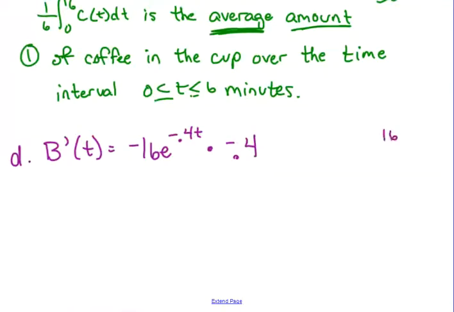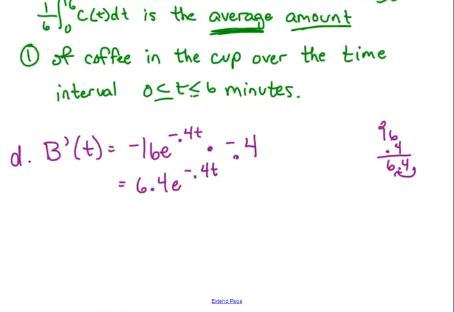Now, a quick review on multiplying decimals. You multiply it like a regular number. 6 times 4 is 24. 4 times 1, that's 4. And we had one number after the decimal, so we move the decimal from here to here. So 6.4 e to the negative 0.4t is our derivative.